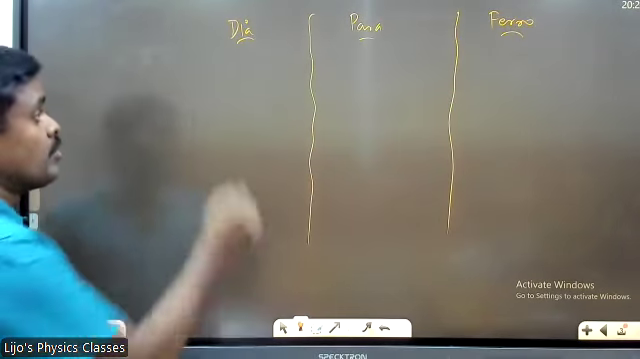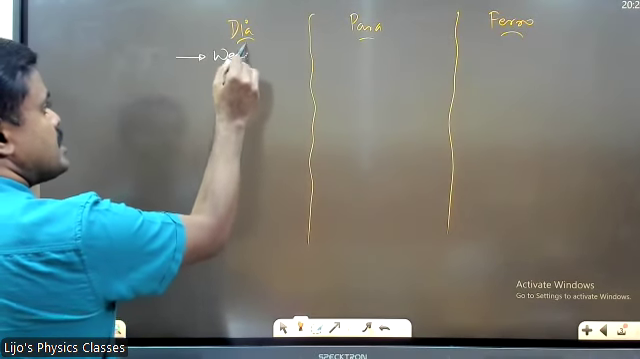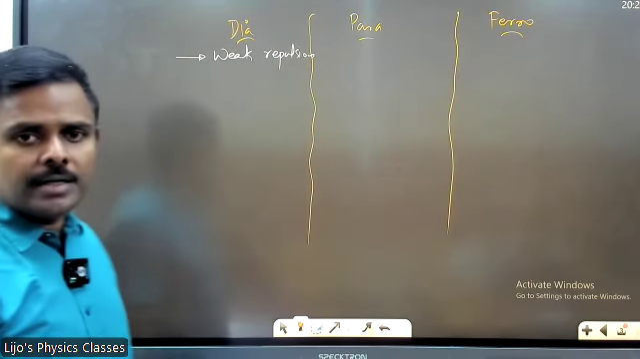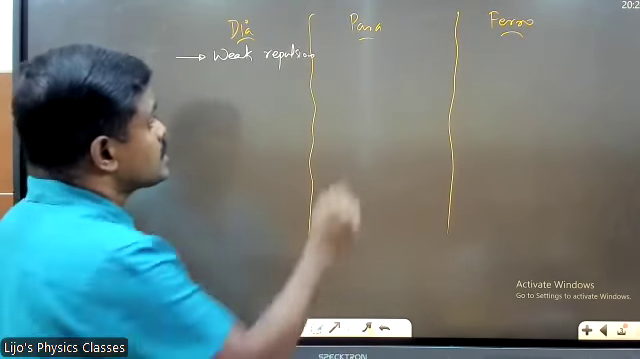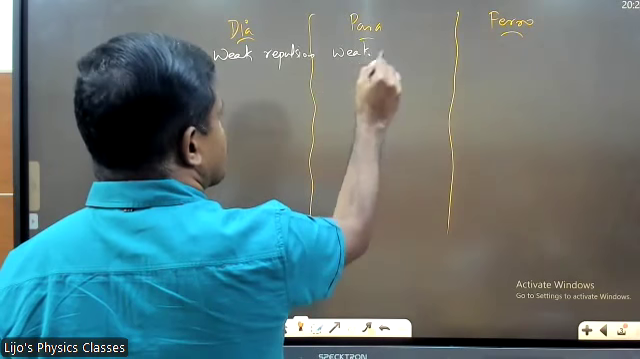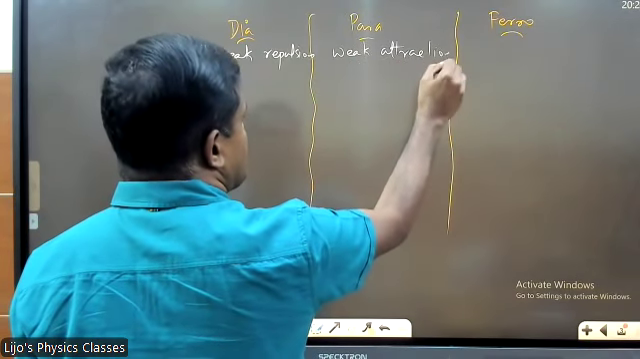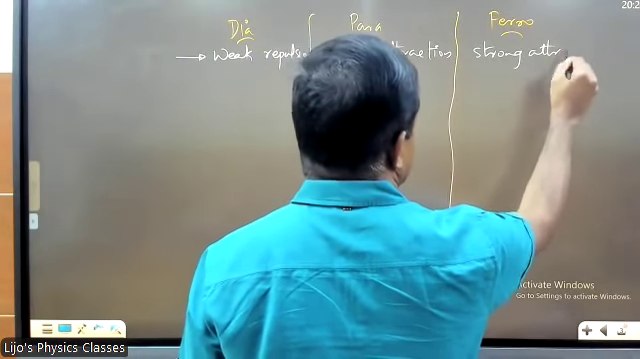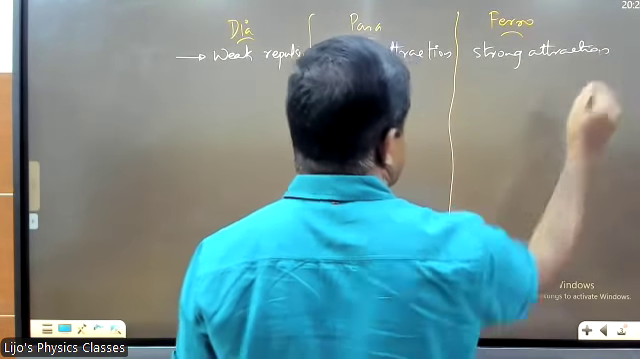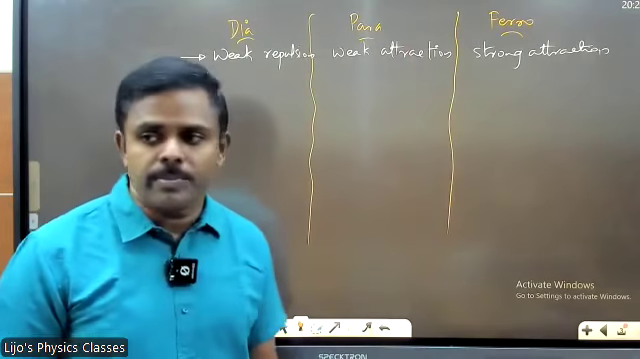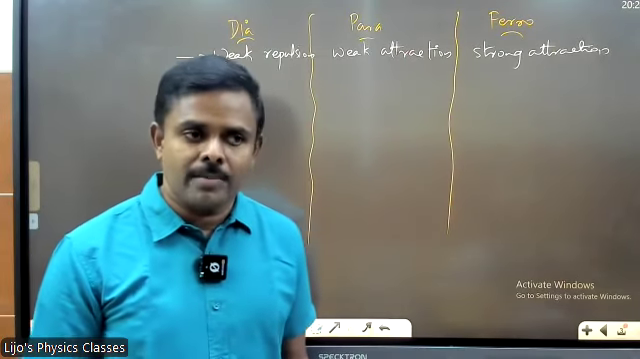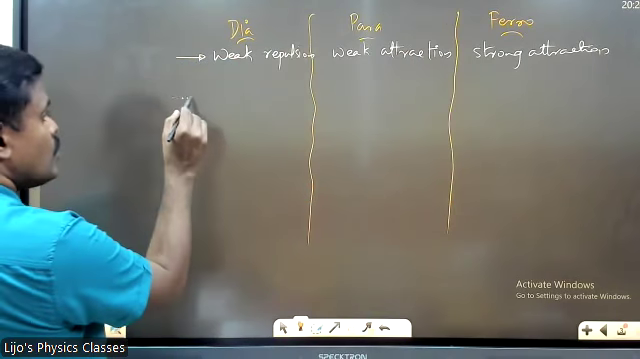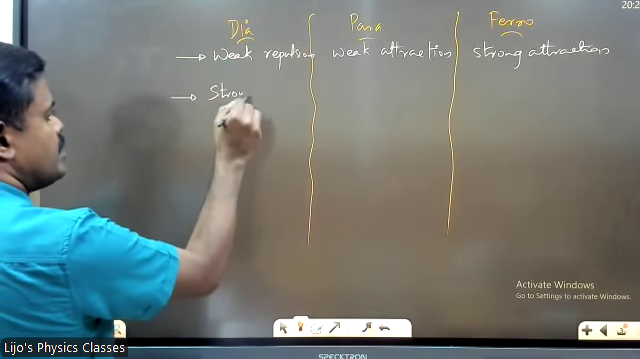Now just dia, para, ferro. Dia means what? Substances which show weak repulsion are diamagnetic substances. Substances that show weak attraction are paramagnetic, and the last one, strong attraction, are ferromagnetic substances. So now we can write, they move from where to where?